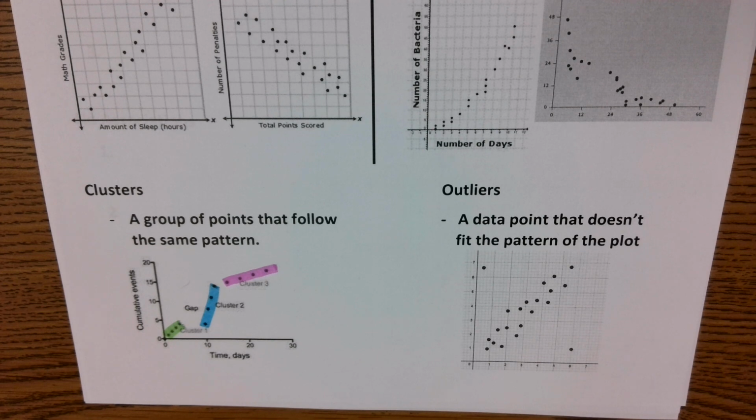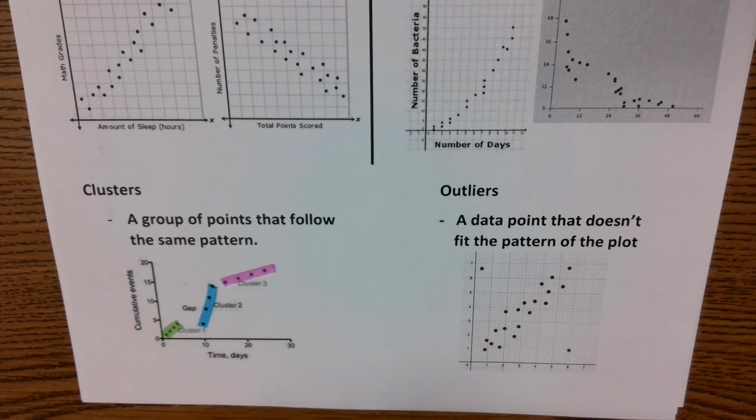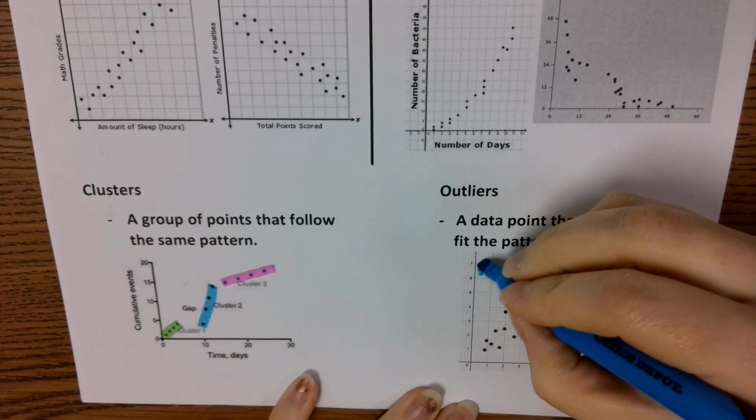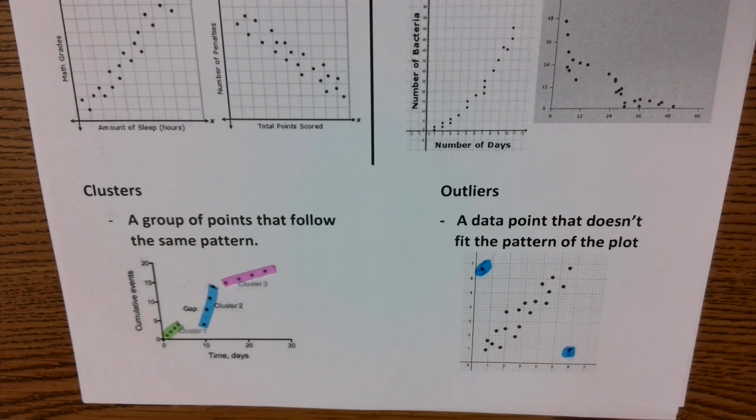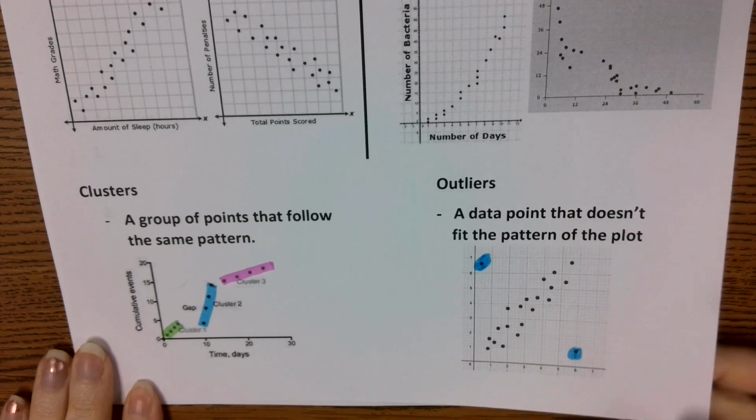So you can have a single scatter plot being considered one large cluster. And then your outliers, like we said before, are the pieces of information that just stand way out from the rest of the data points. So in this situation, we happen to have 2 outliers. They are completely offset from the rest of the pattern. Okay?